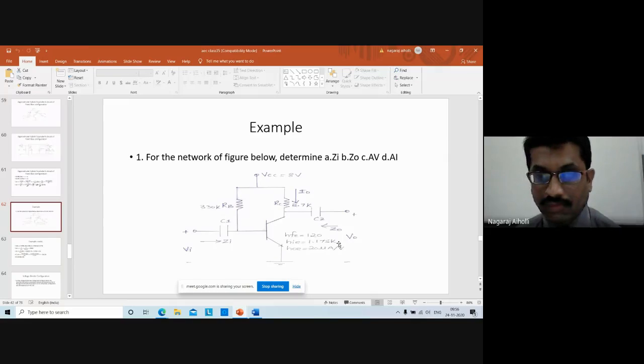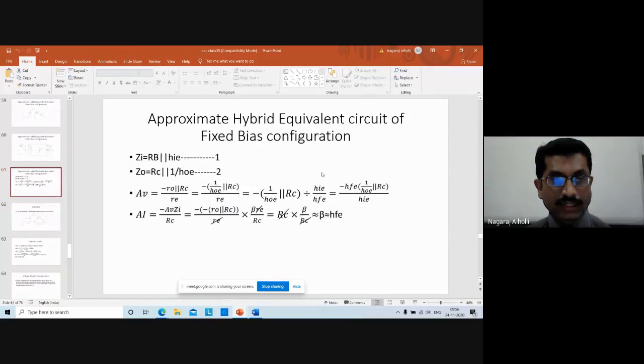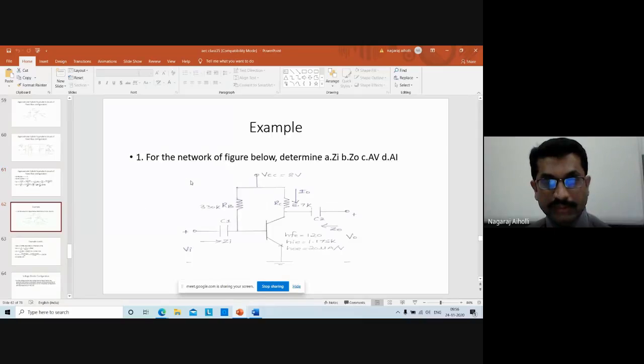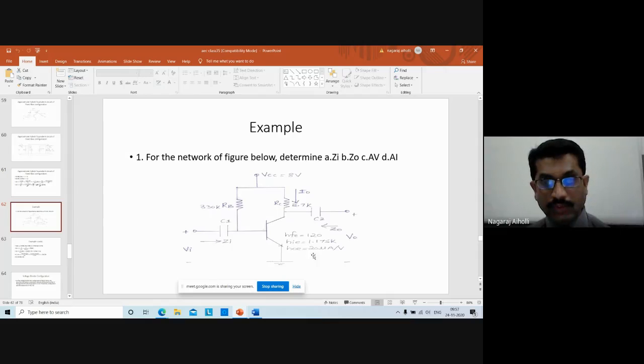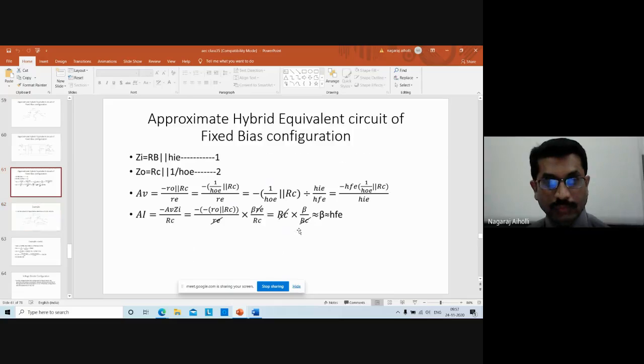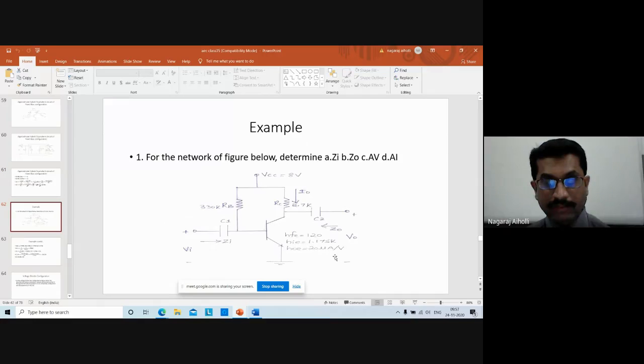Next, what is Z0? What is the formula for Z0? Z0 is RC parallel 1 upon HOE. HOE is how much? 20 microampere per volt. RC is 2.7K. That is 2.7K parallel 1 upon HOE. Find out the value of the output impedance Z0. First find 1 upon HOE, that is 1 divided by 20 microampere per volt.